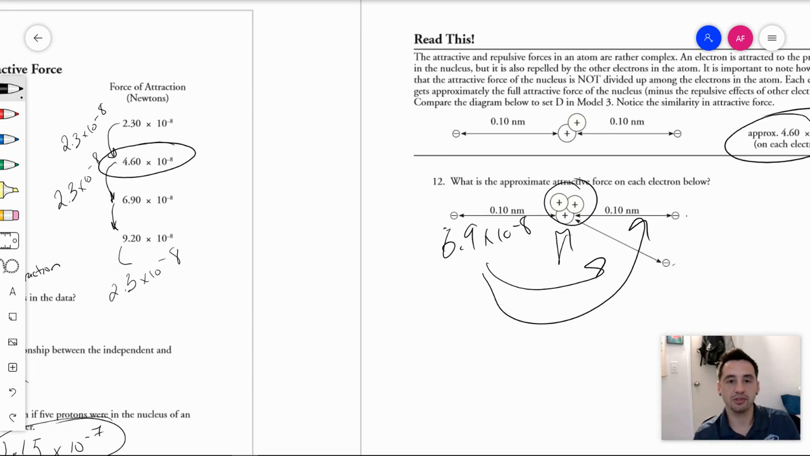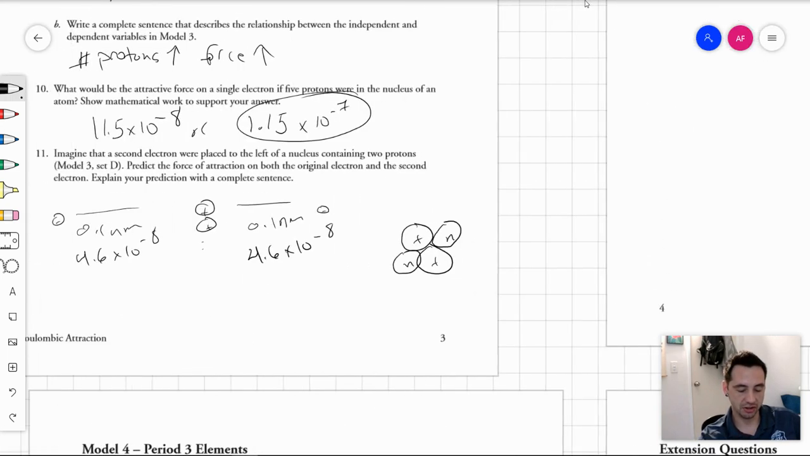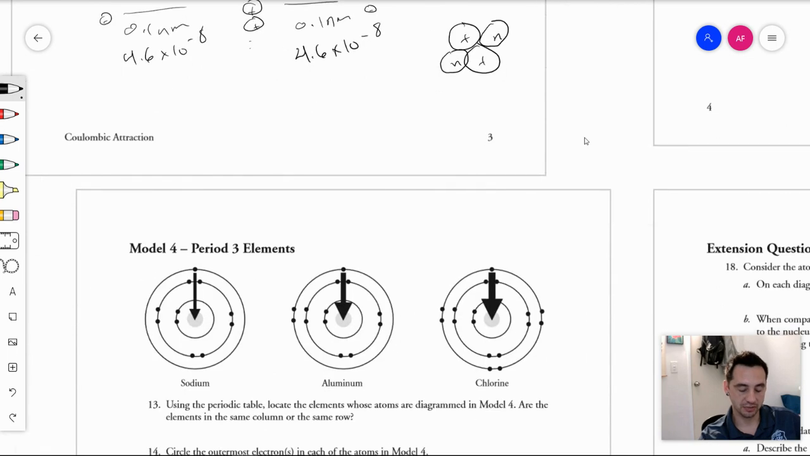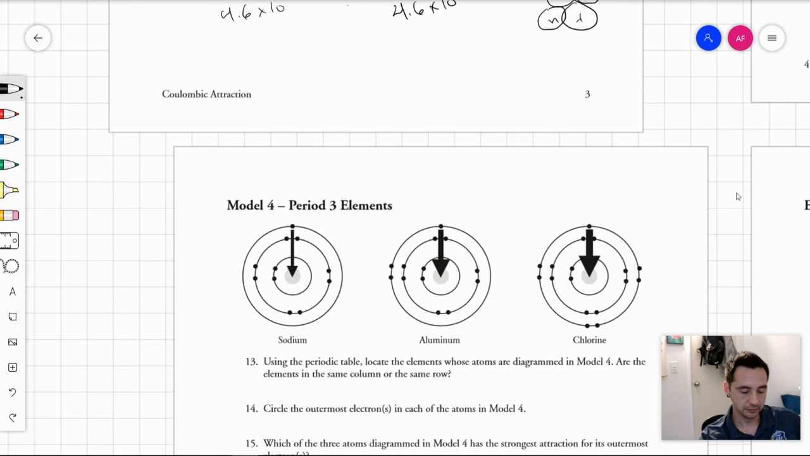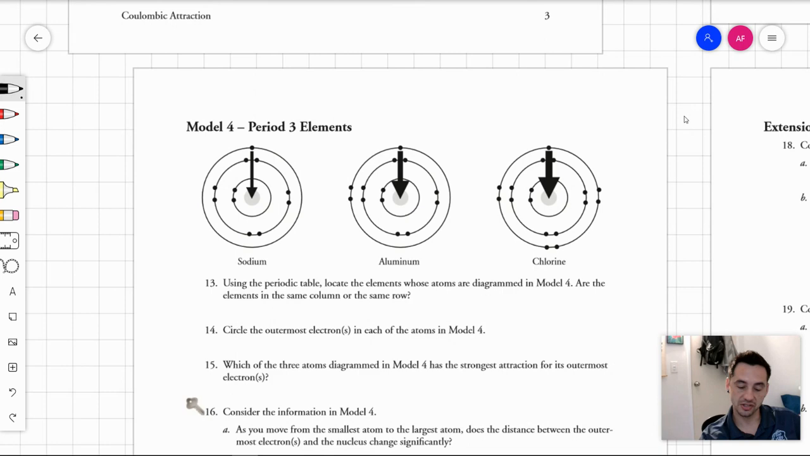So when the number of protons increases, the attractive force also increases. It doesn't matter how many electrons there are, the protons will always increase it. Next, let's see this in action.